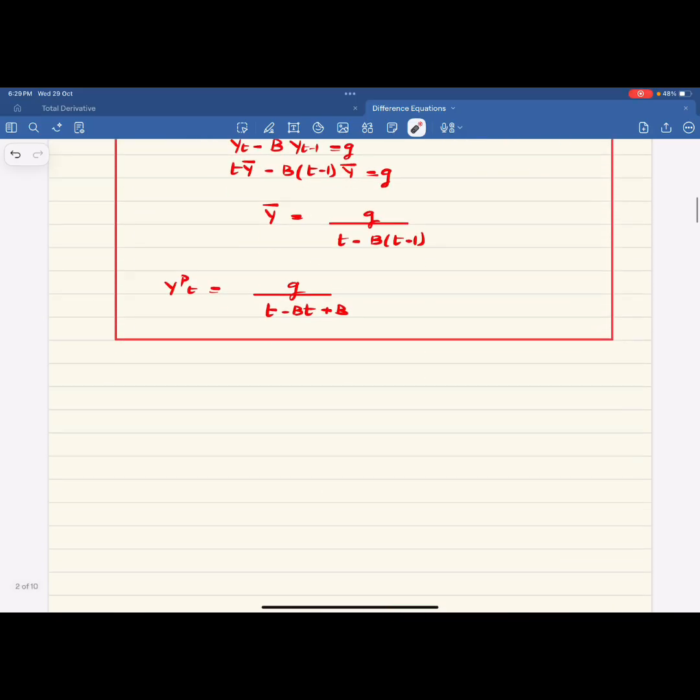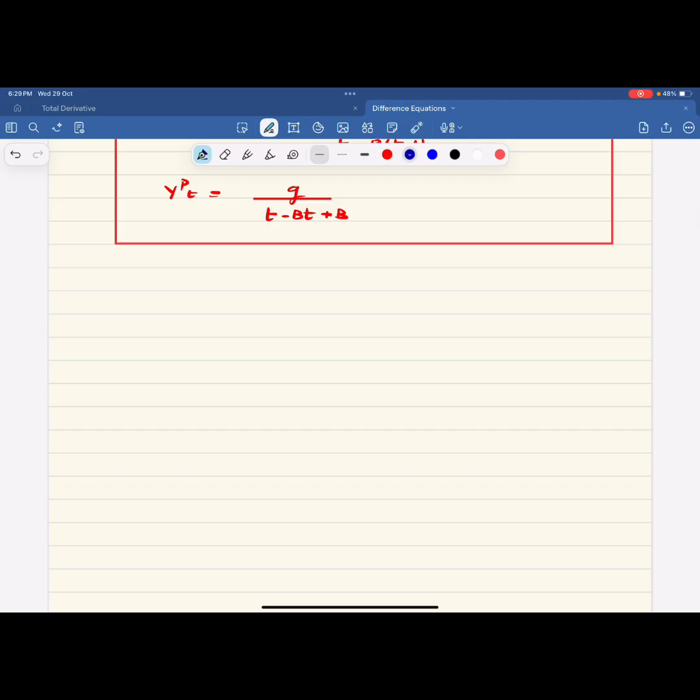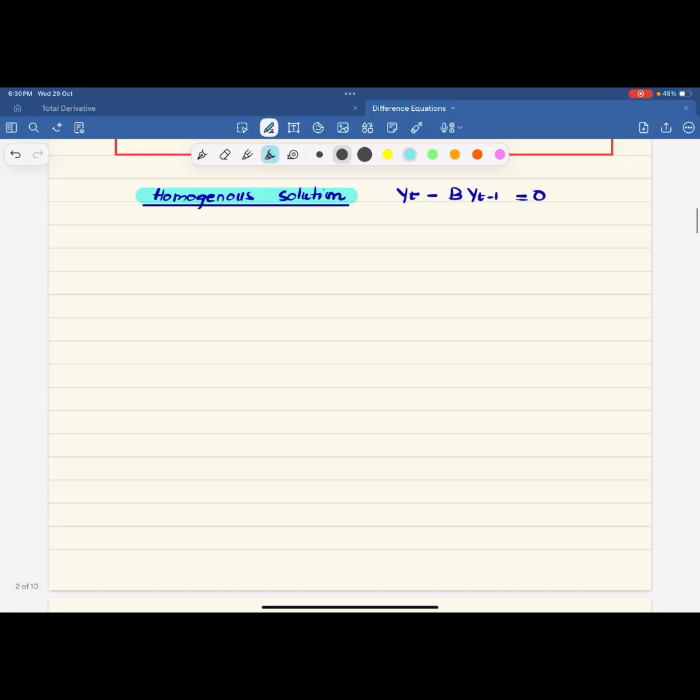Okay, moving on to the homogeneous solution of the system. Homogeneous, I don't know how we should pronounce it. I think both are fine. This is the solution to the system when the constant is equal to 0. So y_t minus beta y_{t-1} equals 0. The solution to this system is called the homogeneous solution.